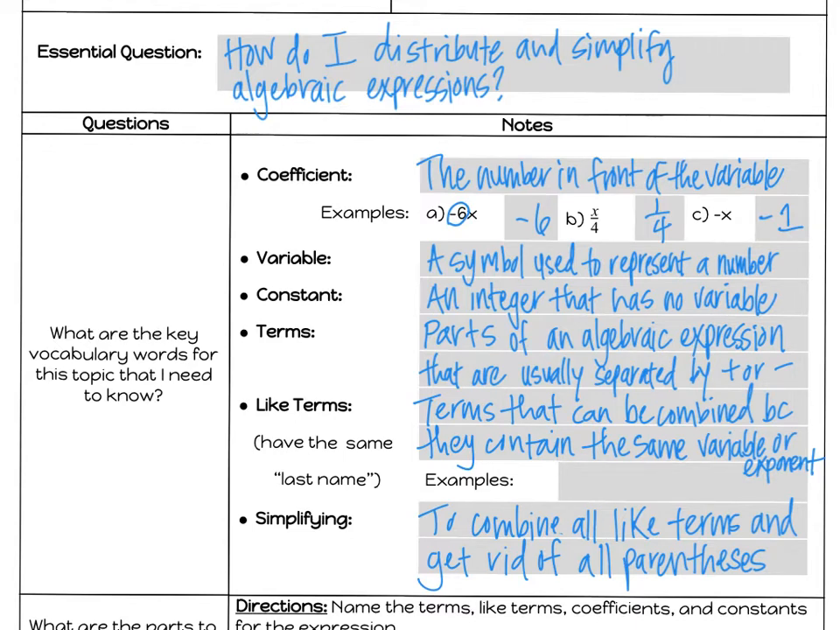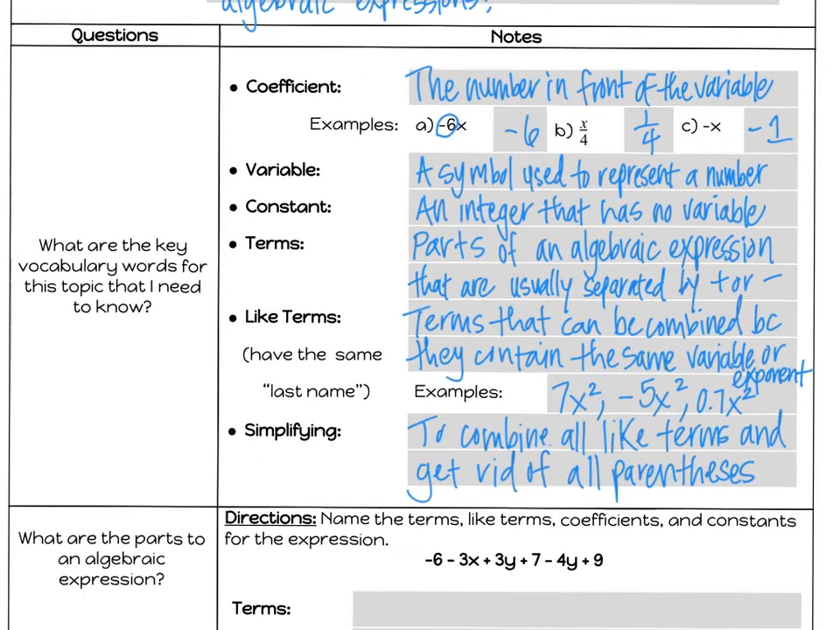Like terms can be combined because they contain the same variable or exponent. It's like they have the same last name. So for example, 7x squared, negative 5x squared, and 0 and 7/10 x squared. Those would be like terms, and we could combine them because they have the same variable or exponent. And then when simplifying, that's when we combine all like terms and get rid of our parentheses.